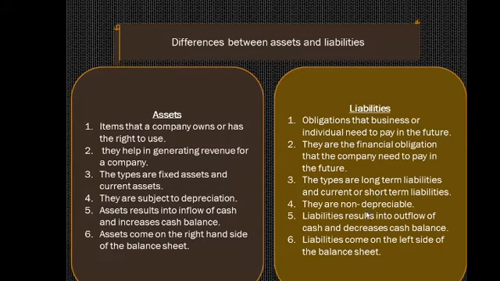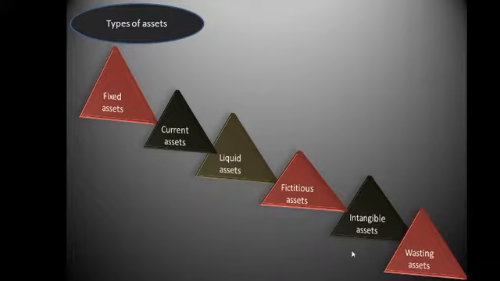Then I said that liabilities are non-depreciable. They don't depreciate at all. If you are owing 1 million, you are going to pay 1 million. Liabilities result into outflow of cash. The money will come from the business and be given to the person that we are owing. And then as that is happening, the cash balance of the business is decreasing. Now, liabilities come on the left side of the balance sheet, which is our debit side.